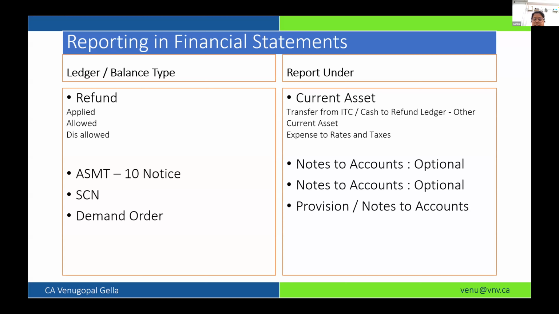There may be cases where you might have been served notices. For that, in notes to account, we can give separate disclosure if any notice has been issued. Where a demand has been issued based on the merit of the case, a provision can be created. If a provision is created, that needs to be reported in notes to account.